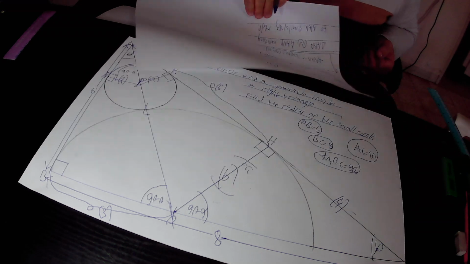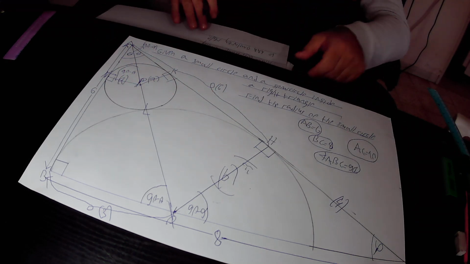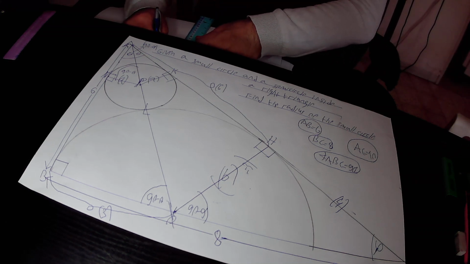And for the fact that those two right triangles are similar to each other, we will derive that the following relationship exists between their sides.